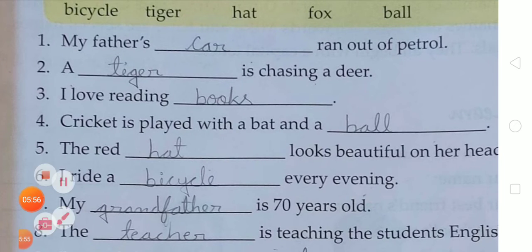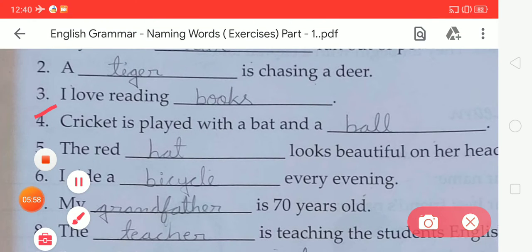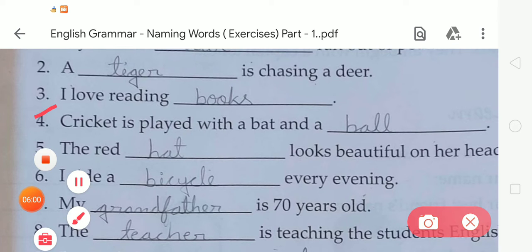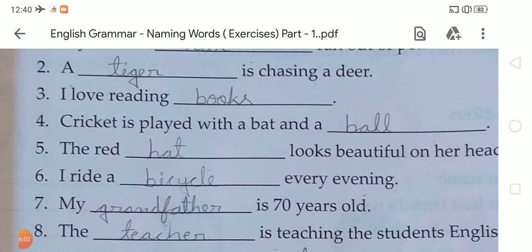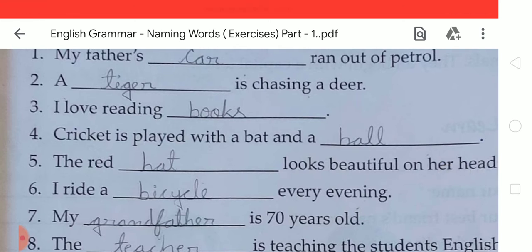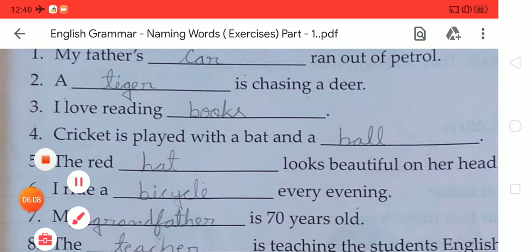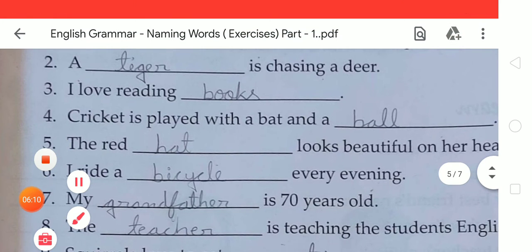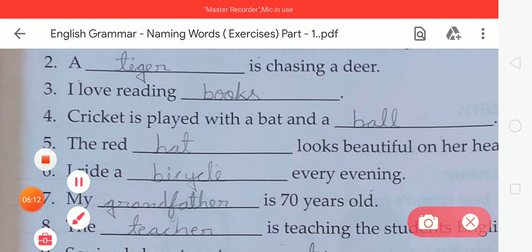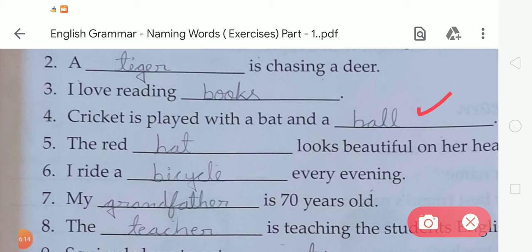In number 4, cricket is played with a bat and a dash. So what will we write on the given blanks? Cricket is played with a bat and a ball. So we have to write here ball. Student, what is the spelling of ball? It is B-A-L-L, ball.